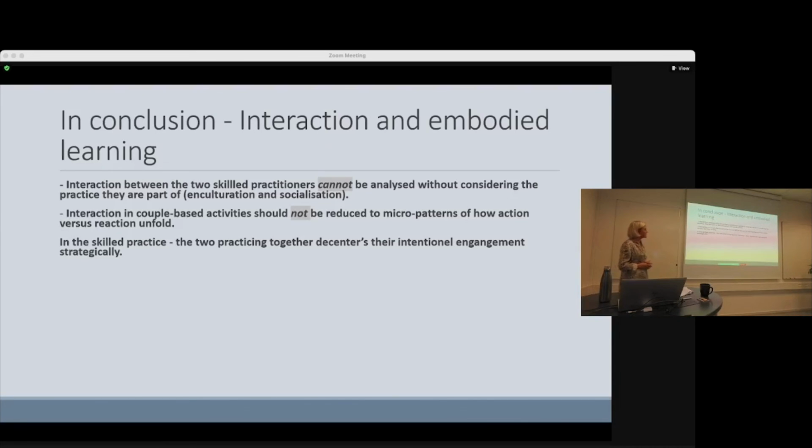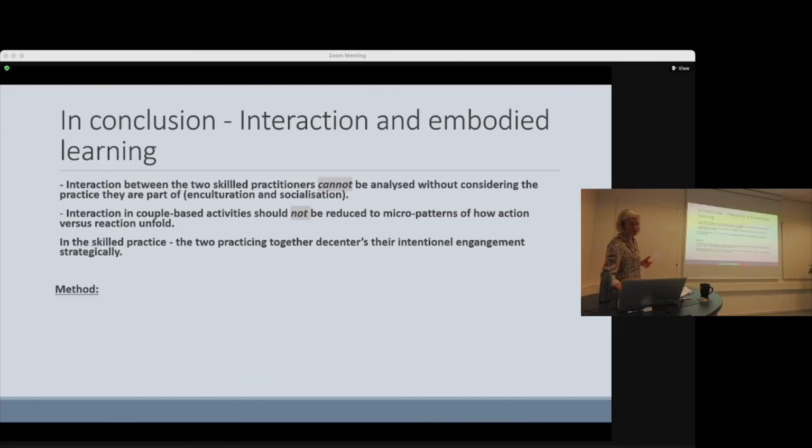In the skilled practice, the two practicing together decenter their intentional engagement, and they do that strategically. So I think that's a note to De Jaegher and collaborators, their work, that you can actually manipulate the way you engage in the interaction as well, and you can be on top of to which degree you want to let go in the way you experience it.